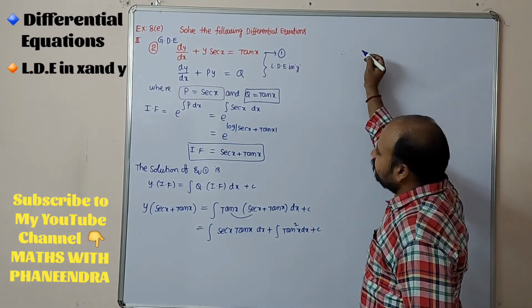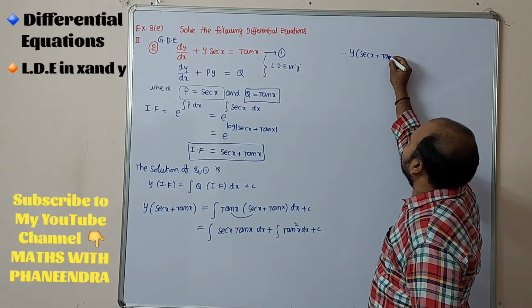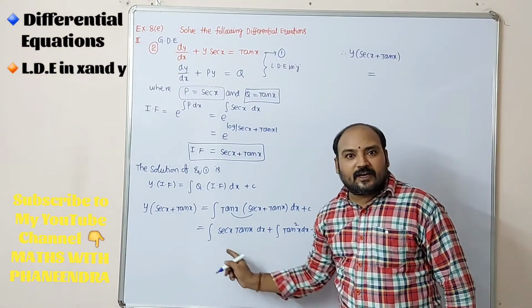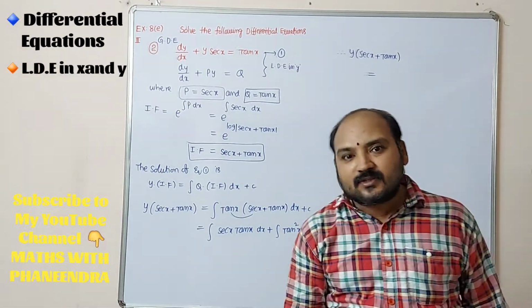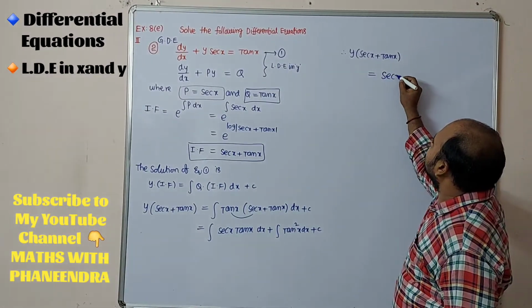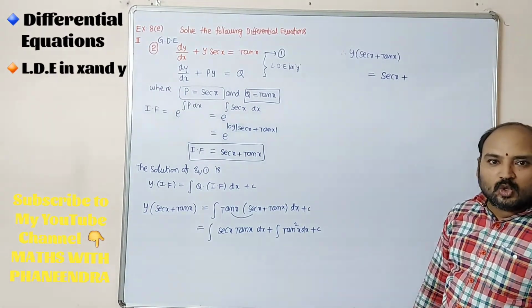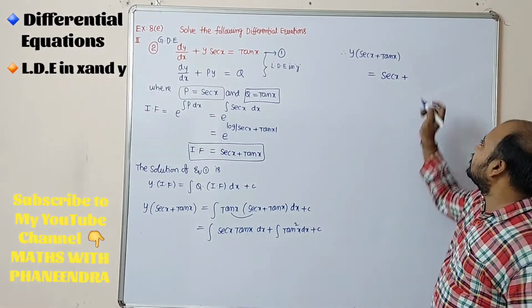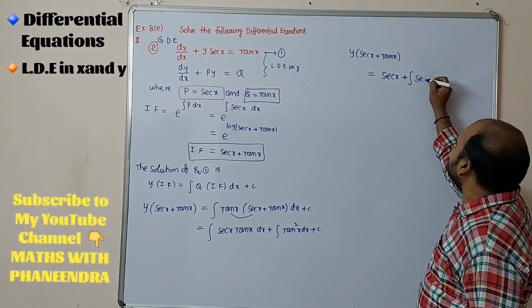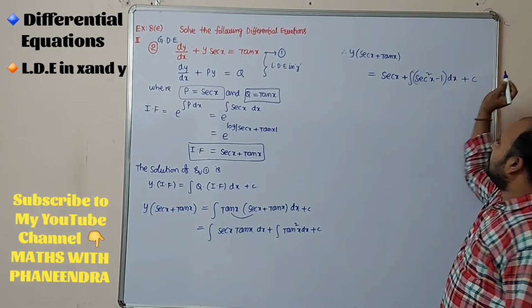So therefore y into secant x plus tan x is equal to integral secant x tan x. What is d by dx of secant x? Secant x tan x. Integral secant x tan x is secant x, plus integral tan square x. We didn't have any formula, so we need to convert in terms of secant. Tan square theta is equal to secant square theta minus 1. That means integral secant square x minus 1 into dx plus c.